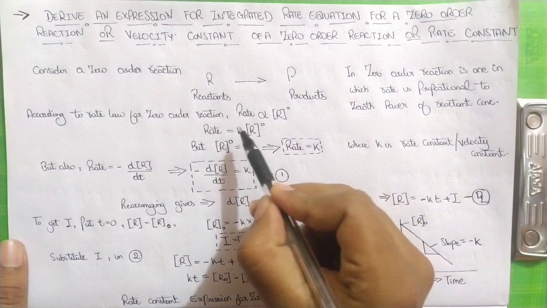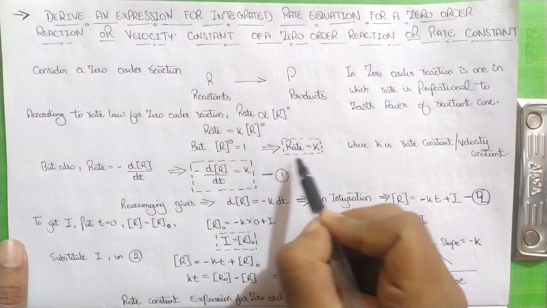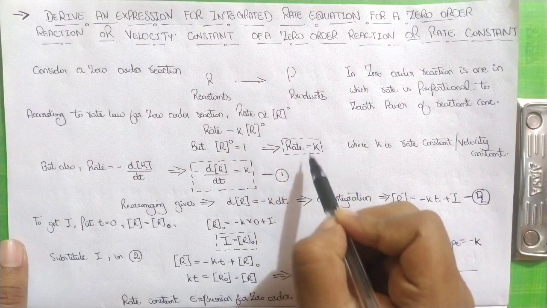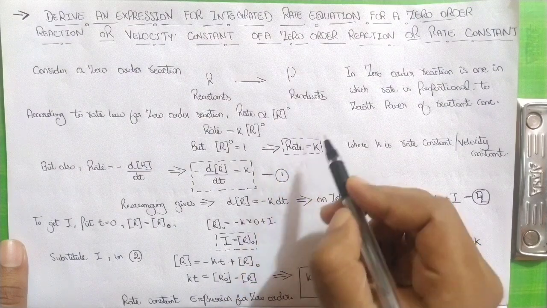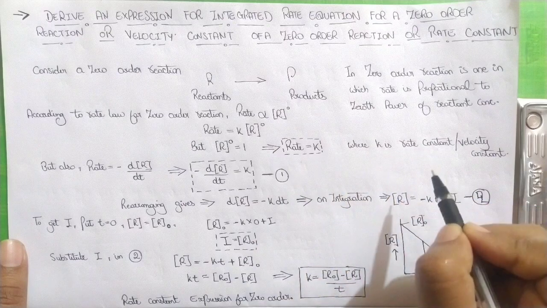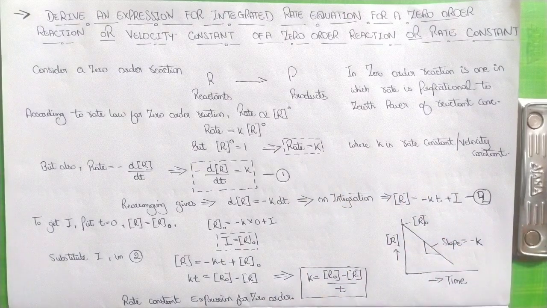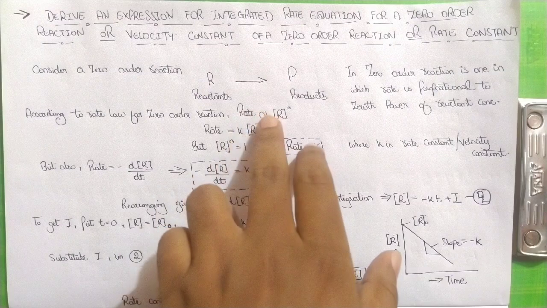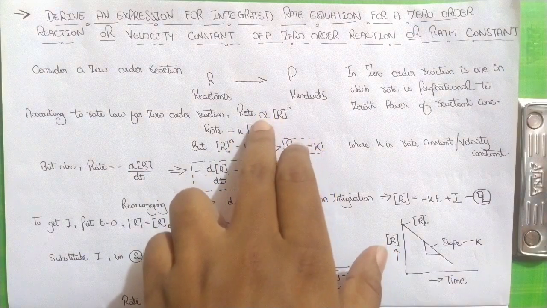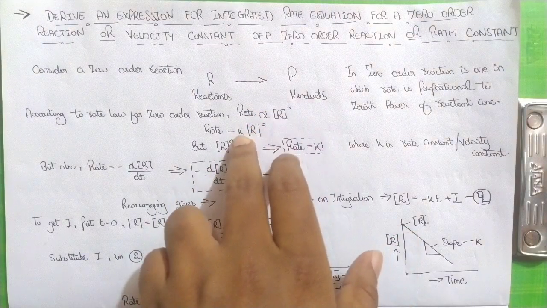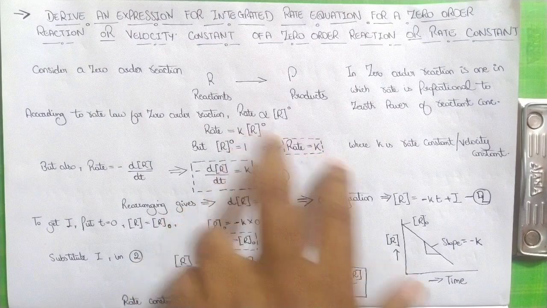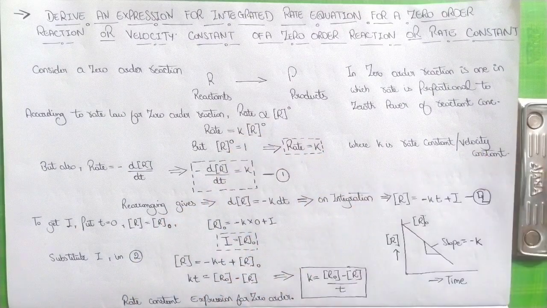So the above equation will form in this way. The rate is equal to the constant K. Now K is the rate constant or velocity constant, the constant which we obtained from the rate law, by replacing the proportionality sign. That K is nothing but a rate constant or a velocity constant.